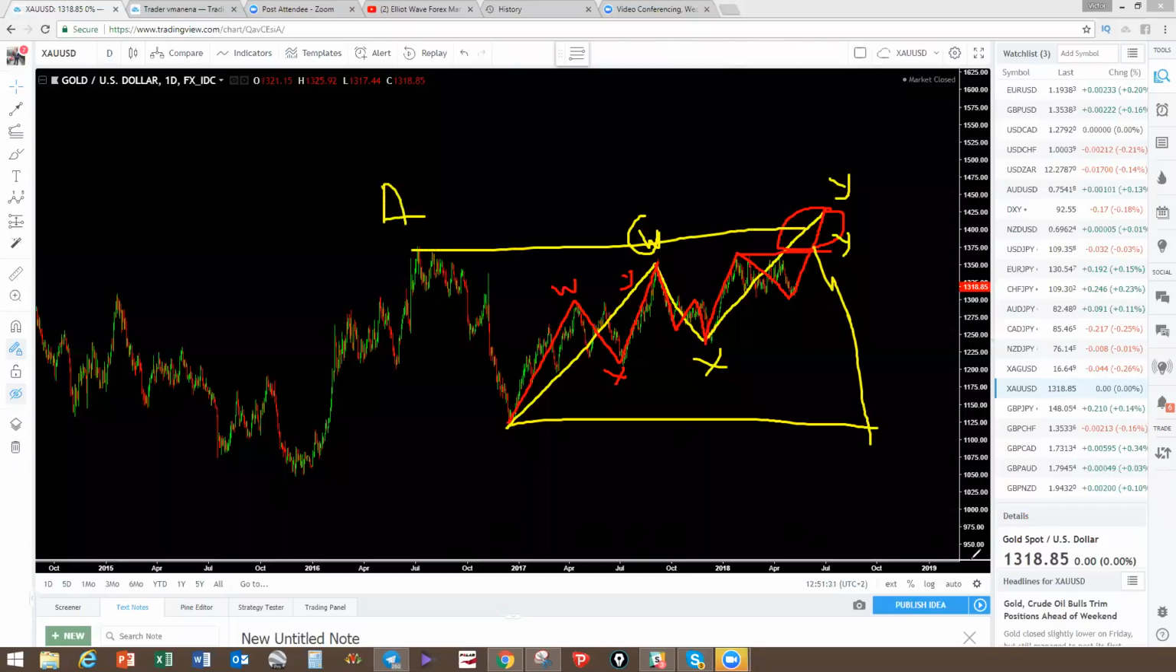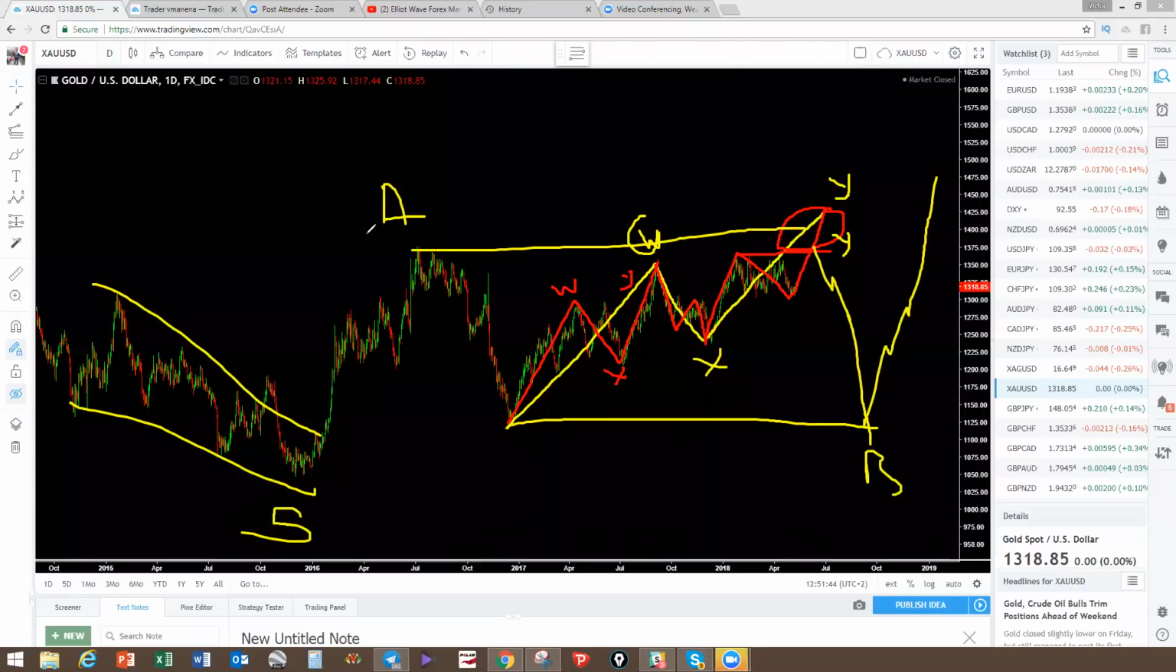This is actually an AB. For the sake of those who don't really understand the difference between ABC and WXY, I'm just going to say this is an ABC structure. We've got a bigger degree 1, 2, 3, 4, 5 that ends here, from the swing high to the swing low here. So this whole structure is a B here. So we want at some point here, which we are forecasting, this to move to the downside, to give us this move back here to the low.